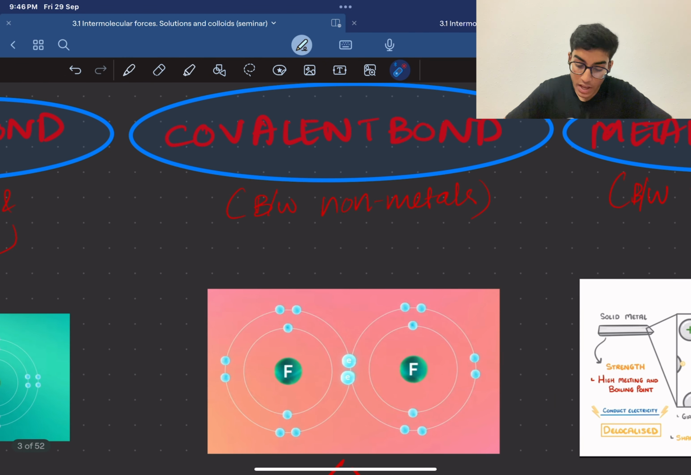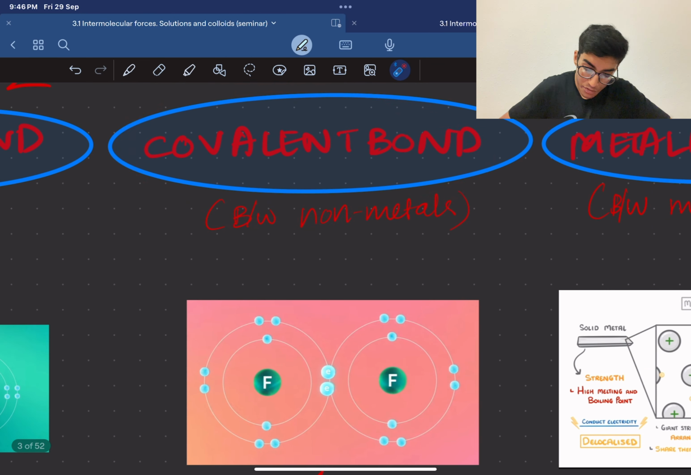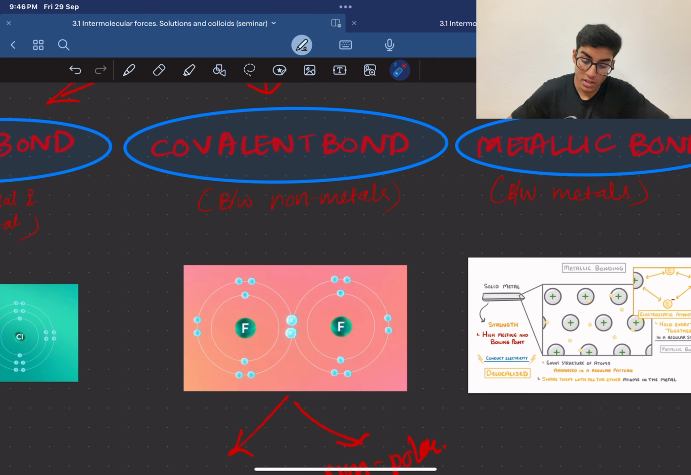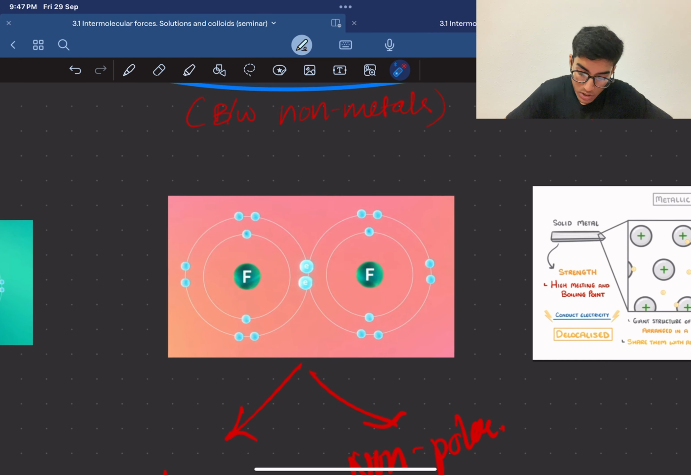Covalent bonds. In covalent bonds, transfer of electrons does not take place, but instead they share electrons. So let's look at this. We have covalent bonds here, and these happen between non-metals only. Very important points here. You can take screenshots of this whole slide later on, and then you can remember.